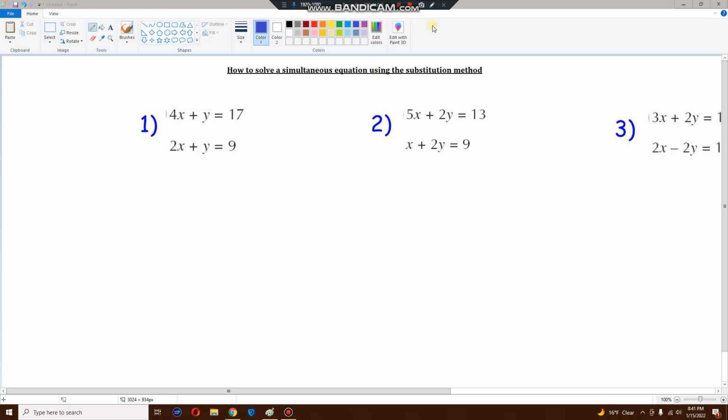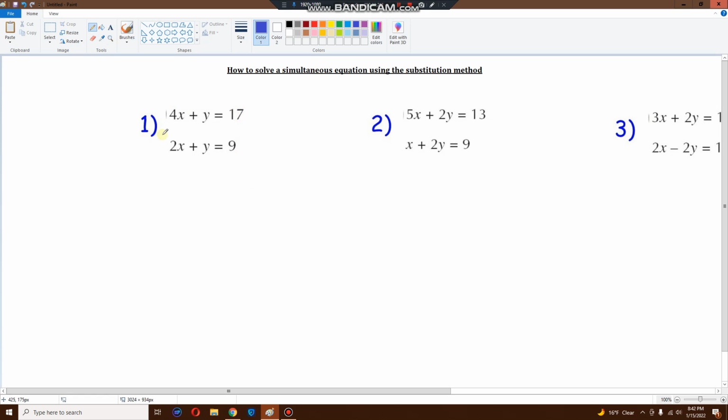Today I'm going to show you how to solve simultaneous equations using the substitution method. I have over here 3 examples and we're going to do these 3 examples together, okay? Let's start with question number 1 right now. We have 4x plus y is equal to 17, we have 2x plus y equals 9, and we need to solve for x and y.